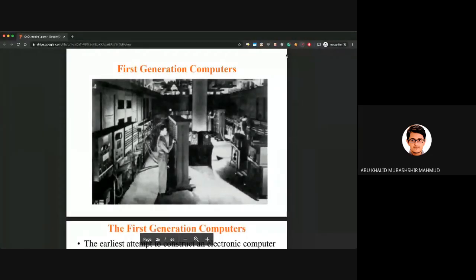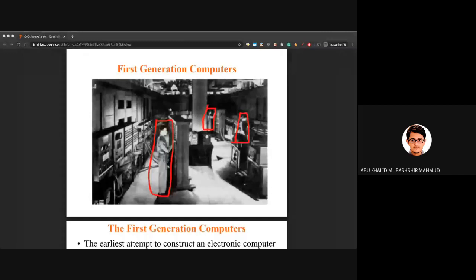So let me mark the human beings. Here is a human being, or an operator. There is an operator. Supposedly here is another operator. It took more than one operator to operate a single computer. At that time, the first generation of computers needed to be operated by more than one operator. Now let's proceed.